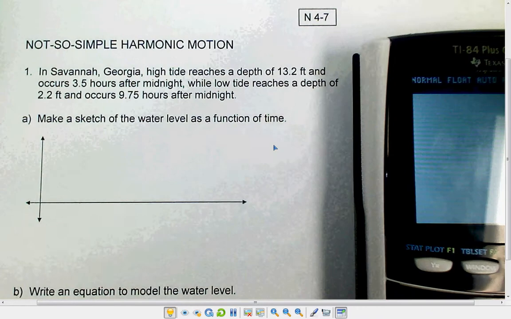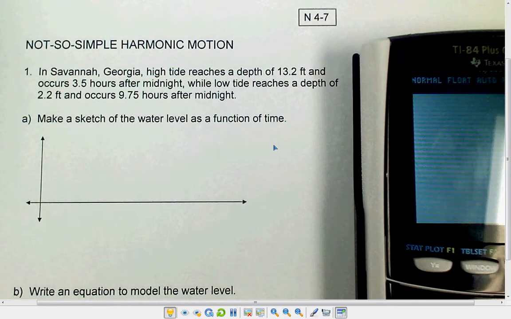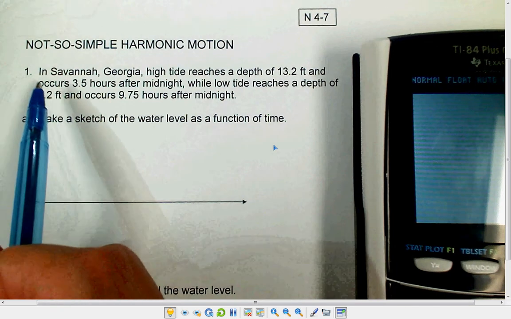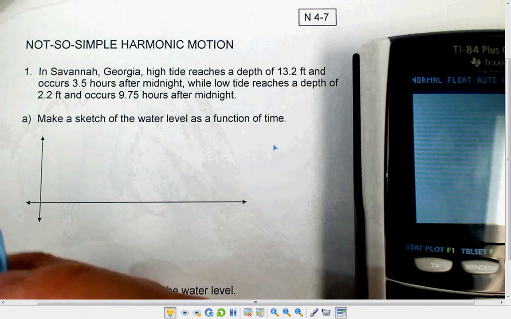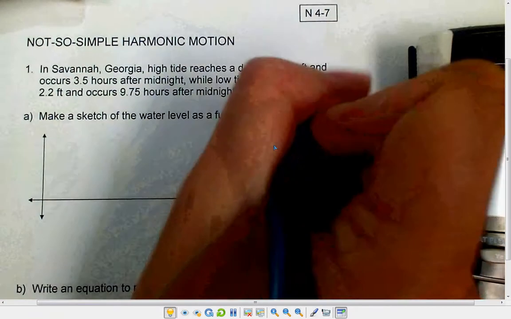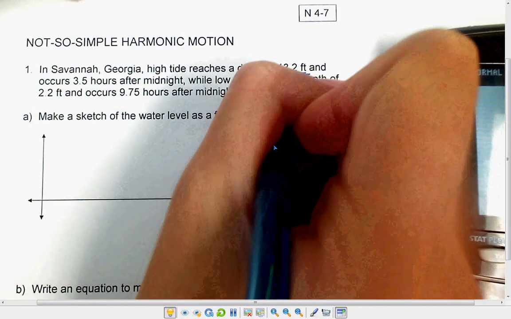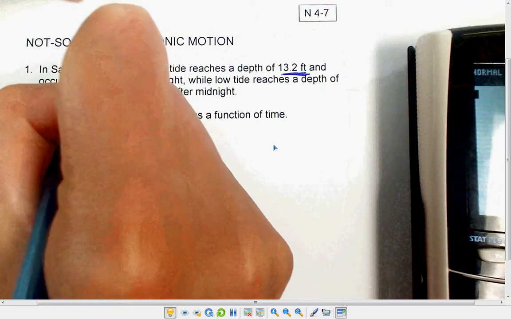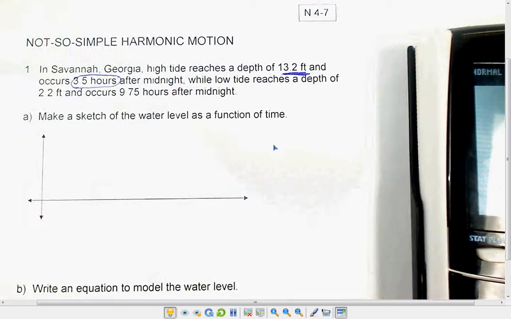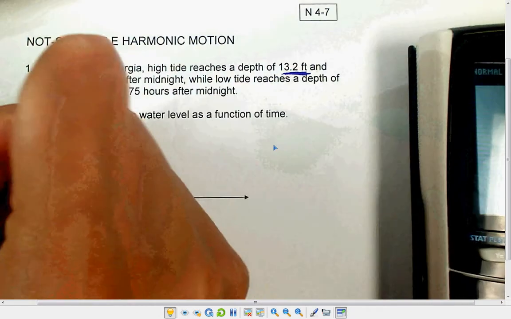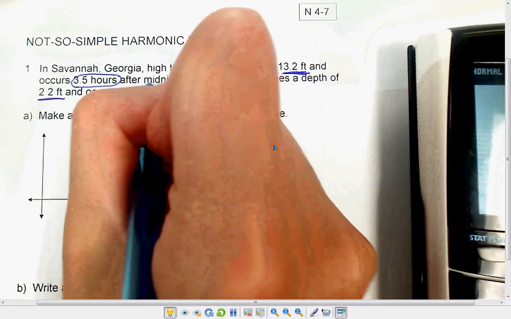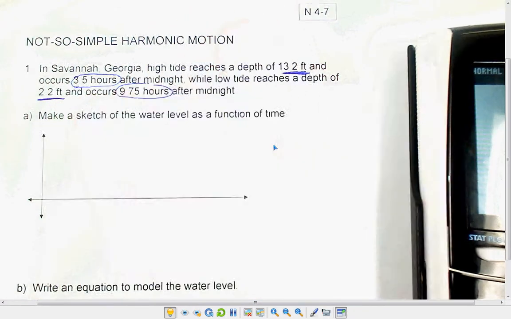Today we're going to be looking at not so simple harmonic motion, which is going to include shifts, horizontal and vertical, as well as our amplitude and period. So let's read problem number 1. In Savannah, Georgia, high tide reaches a depth of 13.2 feet and occurs 3.5 hours after midnight, while low tide reaches a depth of 2.2 feet and occurs 9.75 hours after midnight.